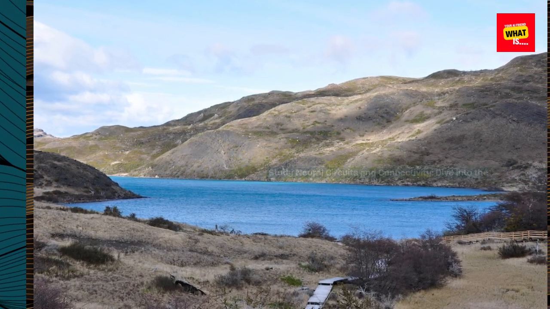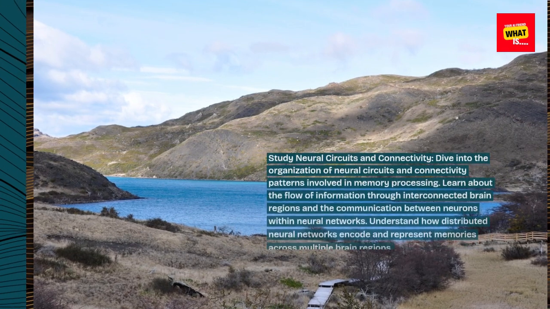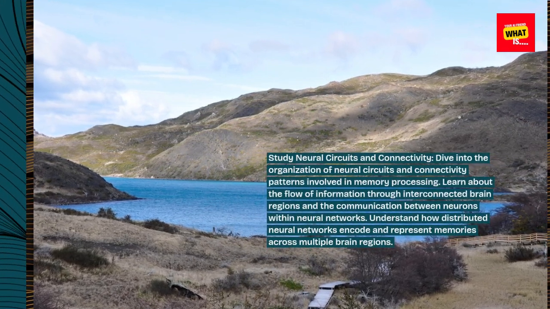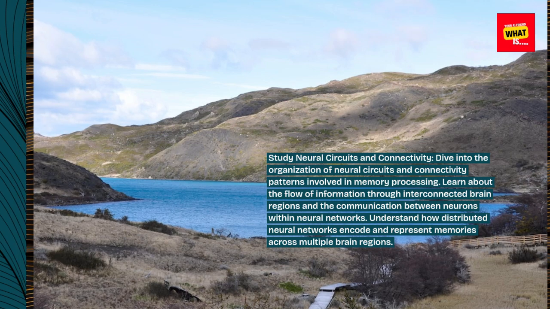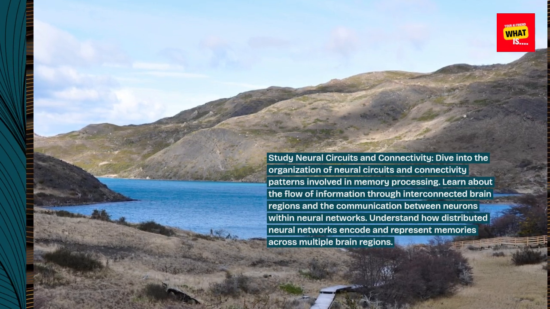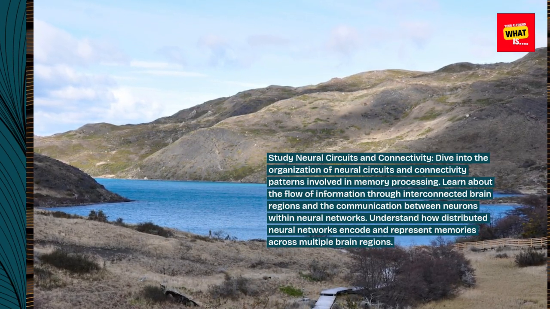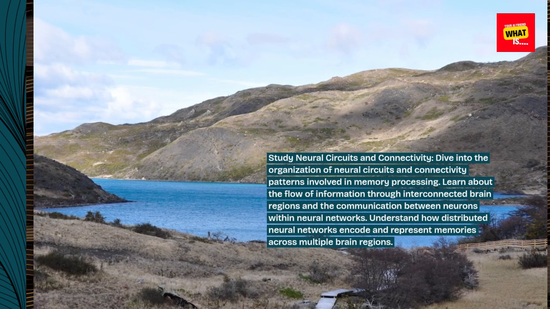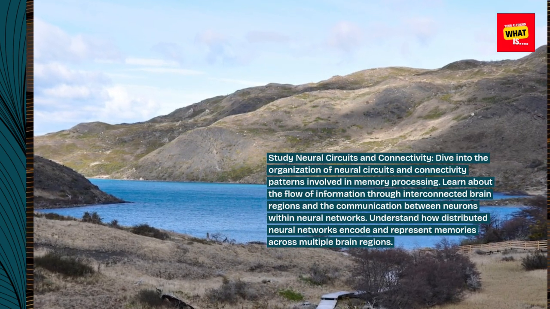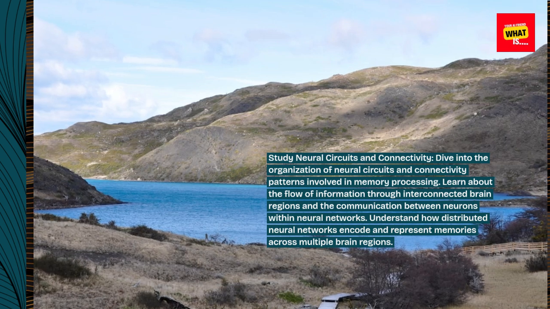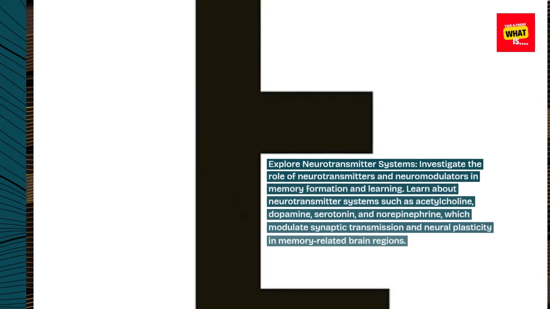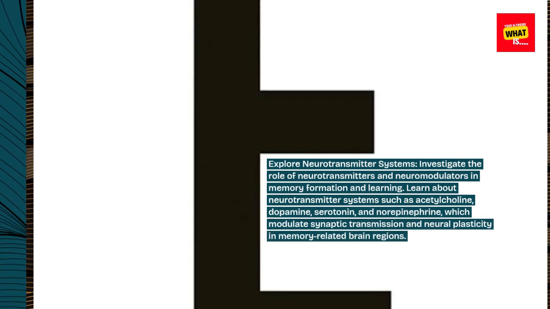Dive into the organization of neural circuits and connectivity patterns involved in memory processing. Learn about the flow of information through interconnected brain regions and the communication between neurons within neural networks. Understand how distributed neural networks encode and represent memories across multiple brain regions. Explore neurotransmitter systems. Investigate the role of neurotransmitters and neuromodulators in memory formation and learning.